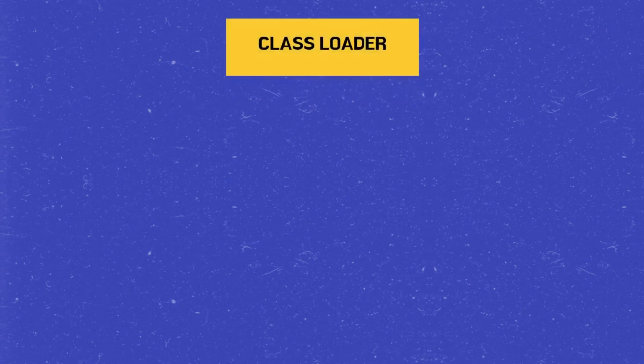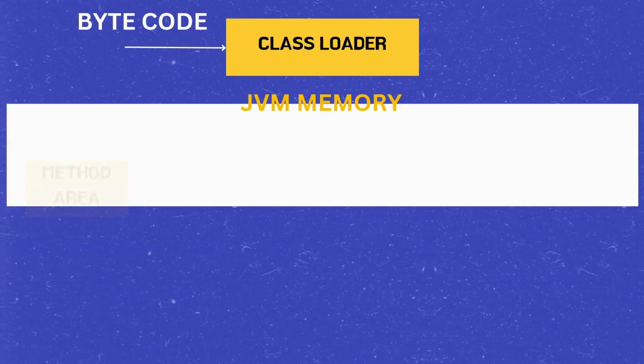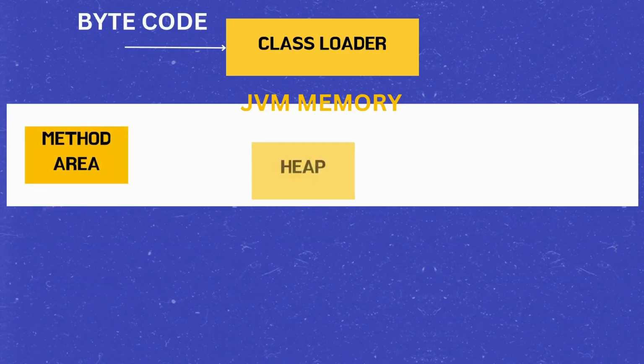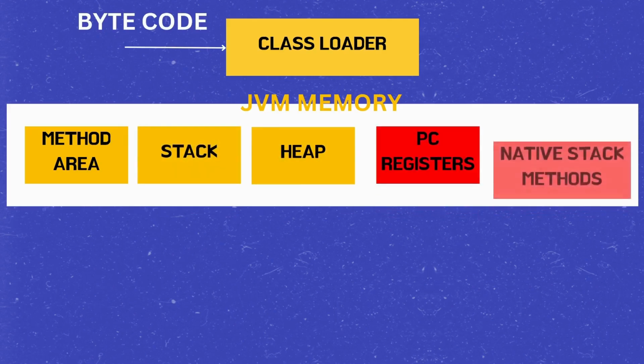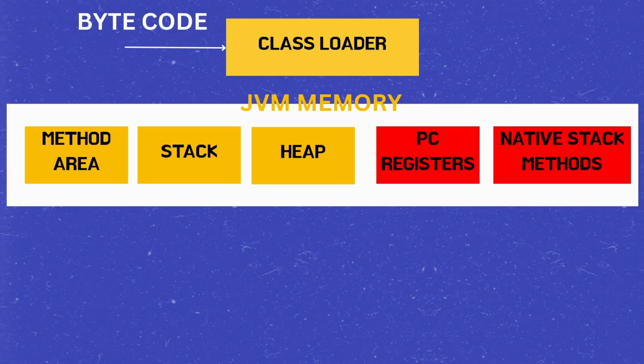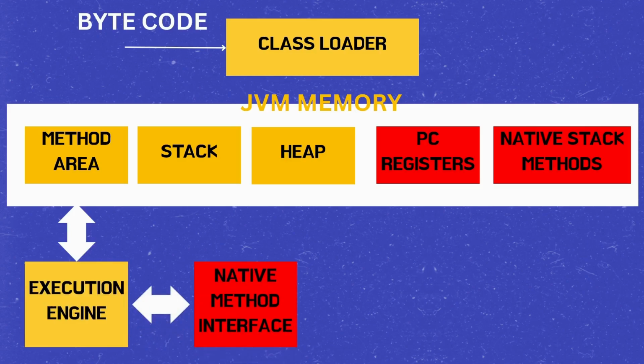The first one is the class loader. The byte code is given to this class loader inside the JVM. The second layer is JVM memory. Inside the JVM, you have different types of memory for different purposes. First is the method area, second is the heap, then we have the stack, PC registers, and native method stacks. Then we have the third, bottom layer. In that we have the execution engine, then the native method interface and native method libraries.